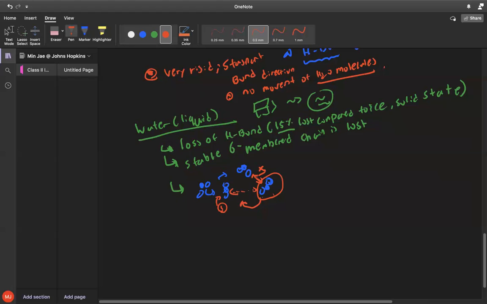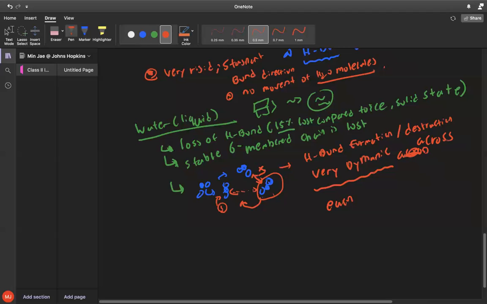So one point to note is that H bond formation and then destruction is very dynamic at each time point. So this is a key.